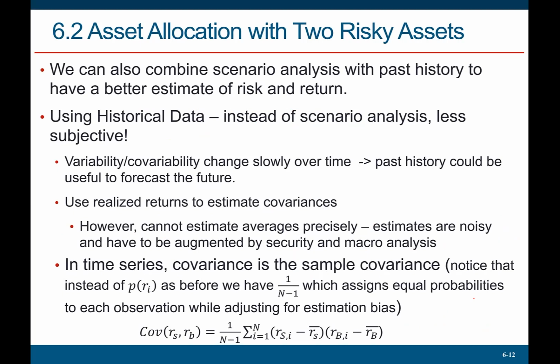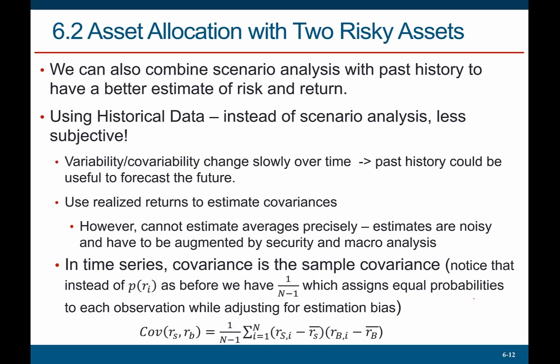So in the real world, we're going to use historical data to estimate correlations and covariances. What we used so far is something called scenario analysis, when we had recession, mild recession, growth, boom, all of those scenarios. In the real world, of course, we can also forecast what's going to happen to the economy, to the market. But most of the time, we're going to use past history to forecast the future.